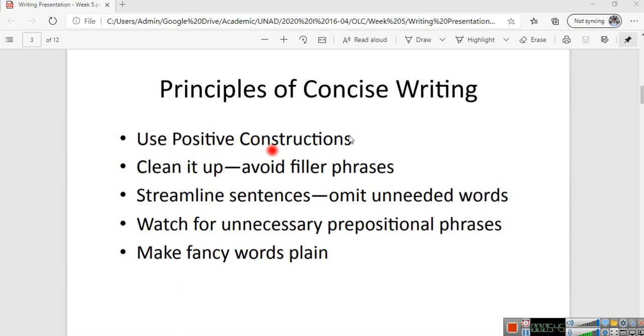So, there are some principles to concise writing. One is use positive constructions. The other one is clean it up, avoid filler phrases. The other one is streamline sentences, omit unneeded words. Watch for unnecessary prepositional phrases and make fancy words plain. That's it for the principles of concise writing.